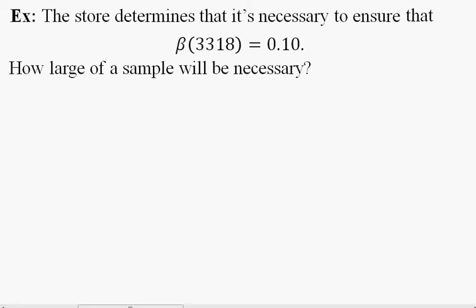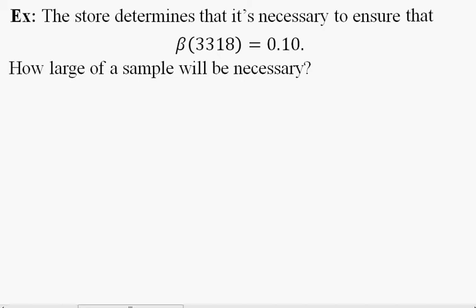This is the third part of the storefront problem. Before, we figured out that for a sample of size 45, beta was about 0.2443. Suppose the store wants to make sure that beta is only 0.10 when mu is equal to 3318. How large of a sample is necessary to make this happen?